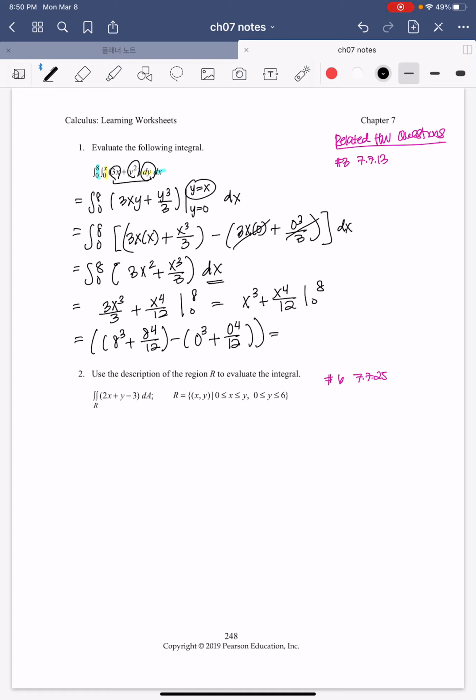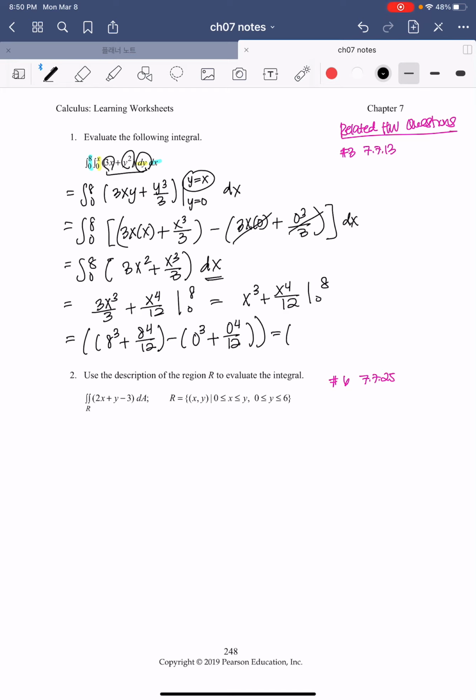let me pull out the calculator. So I have 8 cubed, which is 512, plus 8 to the 4th power, which is 4096 over 12. And then this last one is just a 0.